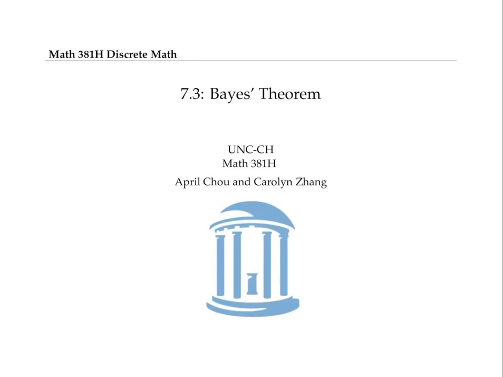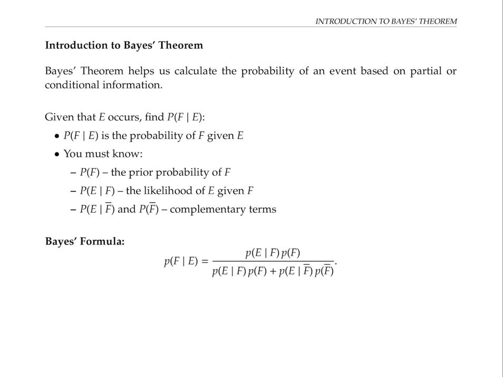In this video, we're going to cover one of the most powerful tools in probability, Bayes' theorem. As we can see from our notes, Bayes' theorem helps us calculate the probability of an event based on partial or conditional information. Here's what we need to know to apply Bayes' theorem.